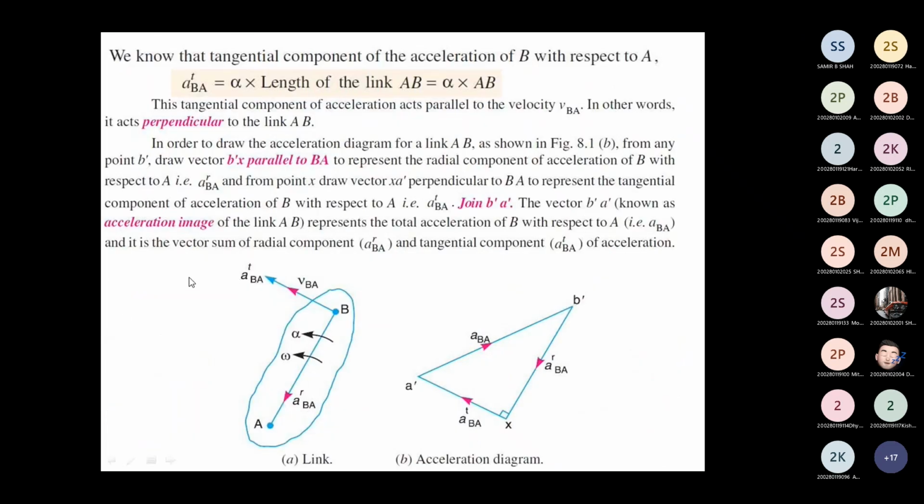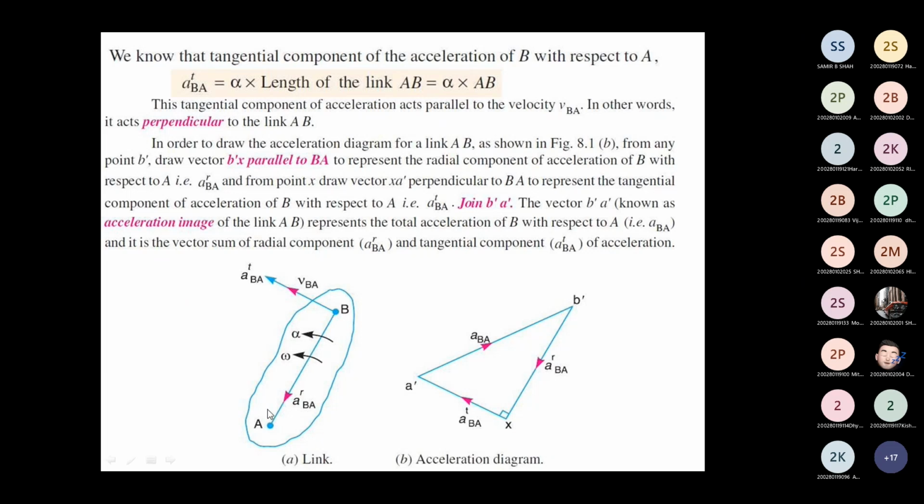Now talk about the tangential part. If you want to find it, there is another equation: alpha into the length of the link, where alpha is the angular acceleration. Now how we calculate and draw the diagram, we will discuss one by one.